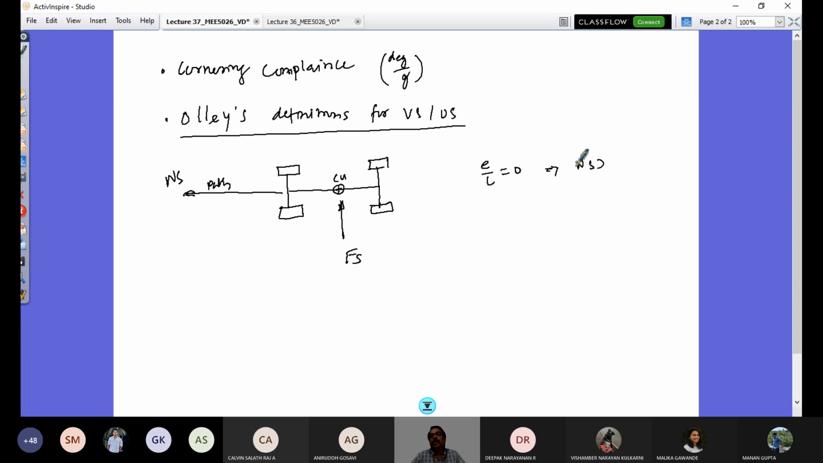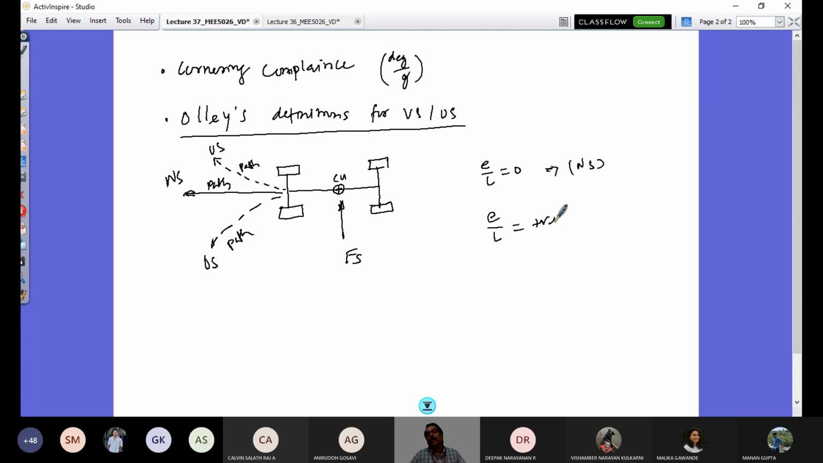That's neutral steer tendency, yeah. And if the vehicle tendency is of understeer tendency, the path will be like this. For understeer tendency, if it is of oversteer tendency, this would be the path, right? There are 3 cases. So if E by L is greater than 0, right?